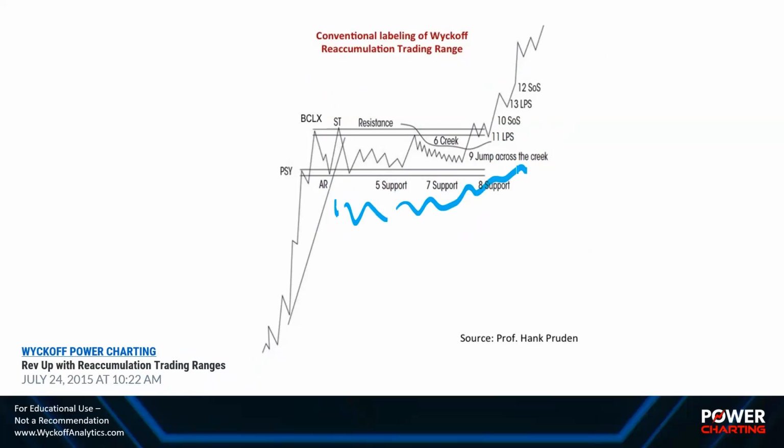Stocks go up because supply shrinks. Very important, supply and demand. You don't need a big increase in demand if supply goes away. And so that is what happens in reaccumulations.